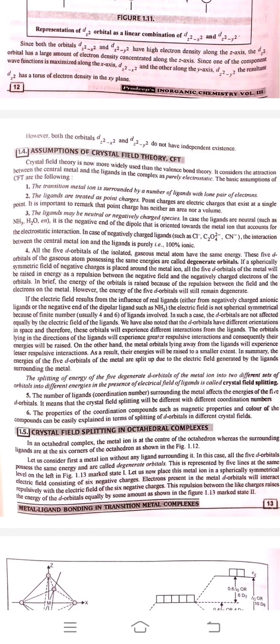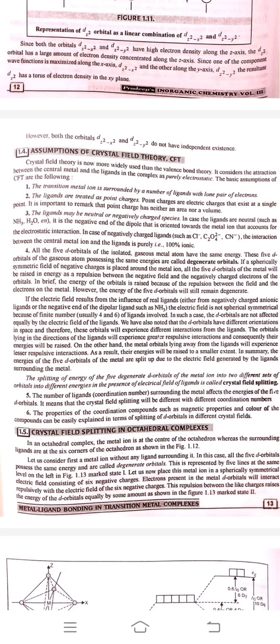Assumptions of crystal field theory. Crystal field theory is now more widely used than the valence bond theory. It considers the attraction between the central metal and the ligands in the complexes as purely electrostatic. The basic assumptions of CFT are the following.